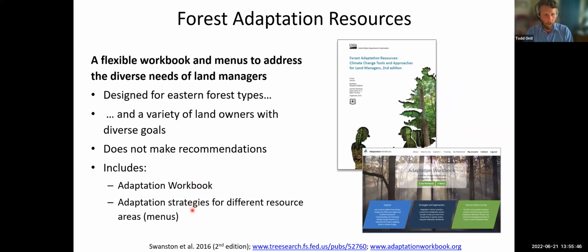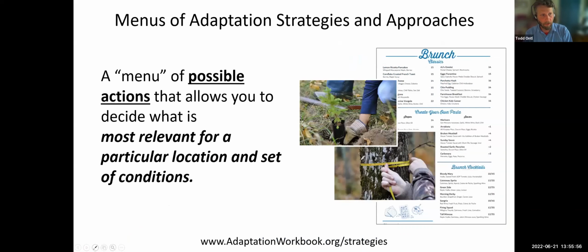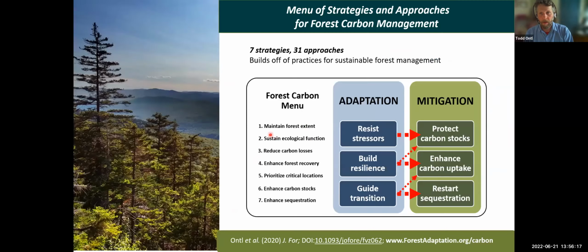And then we have developed a series of adaptation menus for different resource areas to help them brainstorm what some of the adaptation actions can look like. And these menus are essentially like menus in a restaurant. They're all the possible actions. And the user decides what's relevant for their particular location, their conditions, their goals, how they manage. And so one of our more recent menus is the practitioner's menu of strategies and approaches for forest carbon management.